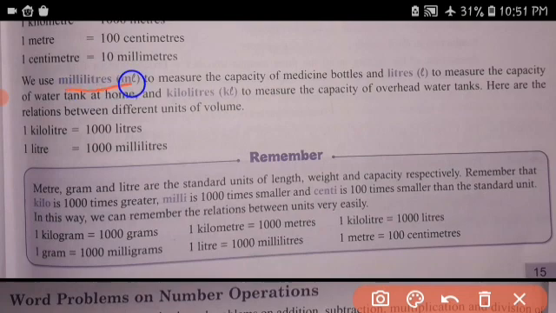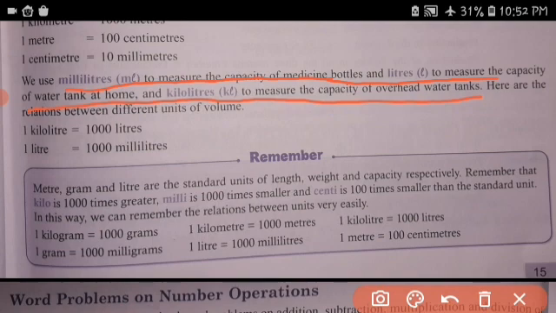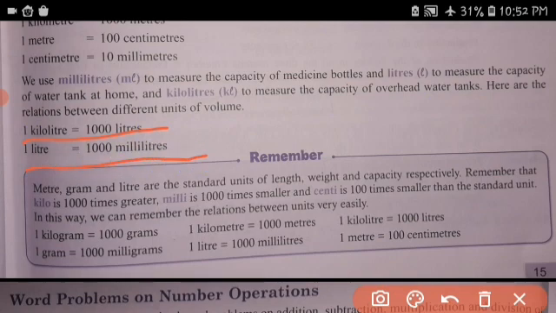We use milliliter to measure the capacity of a medicine bottle, liter to measure the capacity of a water tank at home, and kiloliter for the capacity of overhead water tanks. Here is the relation between the different units of volume. 1 kiloliter is equal to 1000 liter. 1 liter equals 1000 milliliter.